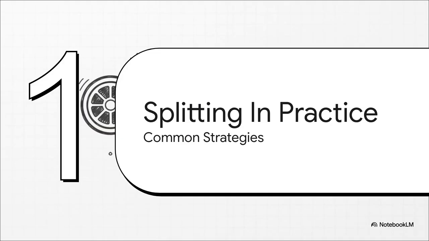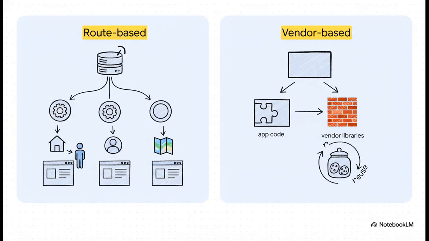Okay, so that's the big idea. But how does this actually work in practice? Let's take a look at the two most common ways developers pull this off. On one hand, you've got route-based splitting. This is pretty much what it sounds like. The home page gets its own little code bundle, the dashboard gets another, the profile page gets another, and so on. The big win? You only download the code for the page you're actually looking at.